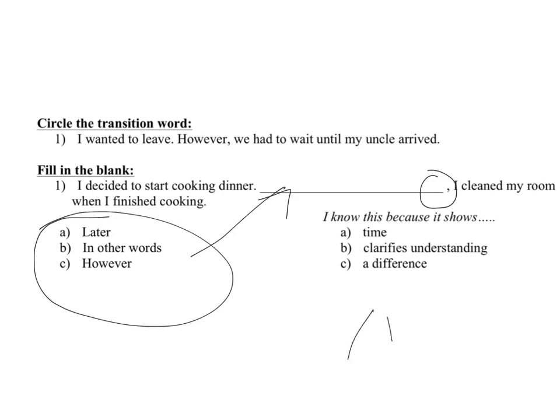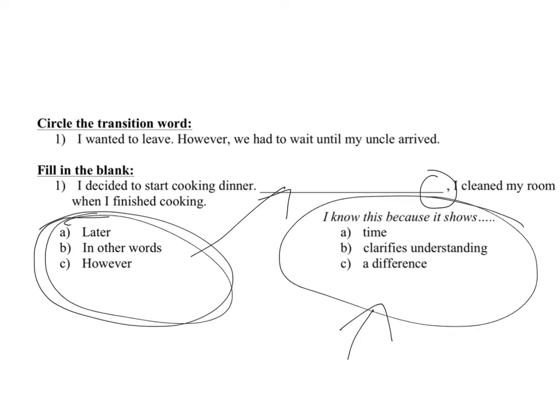And then this piece is basically you showing proof. I know this because it shows. And that's kind of going back to all the categories of transitions you have up above you. And depending on which transition you choose here is your proof of because it shows time, because it clarifies understanding, or because it shows a difference. And I was basically just helping you with your proof on this one. When you're finished, make sure your name is on this and go ahead and turn it into the basket, please.